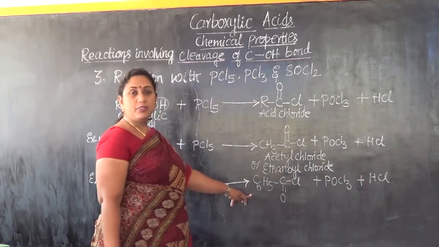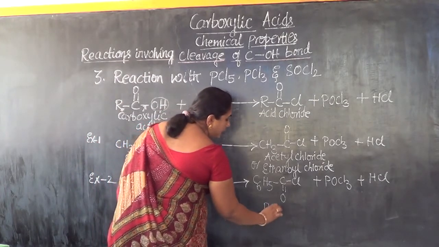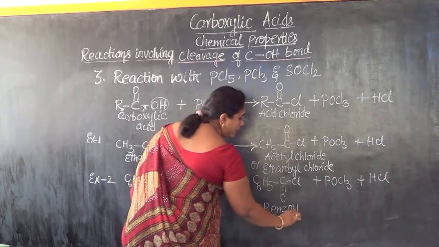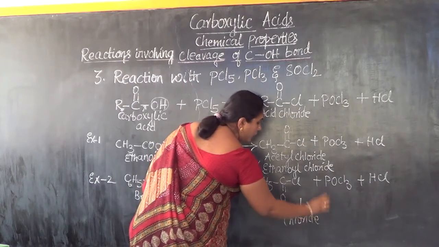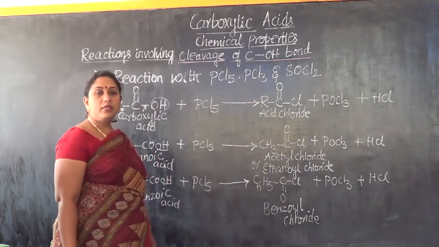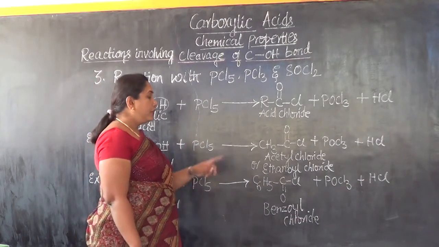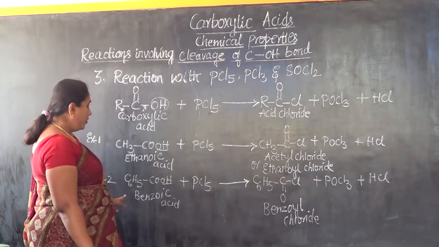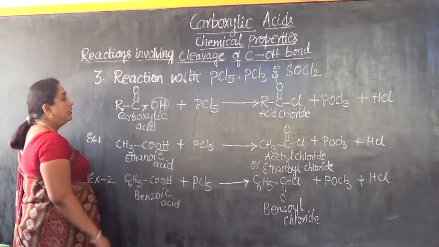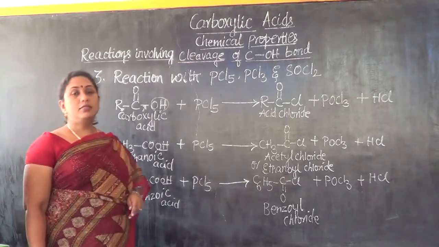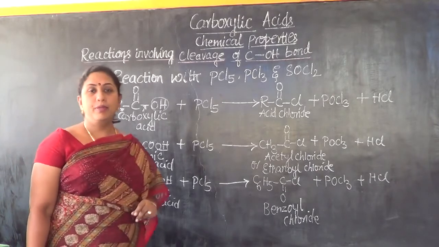So what is the name of this compound? C6H5COCl. This is called benzoyl chloride. Benzoyl chloride, phosphorus oxychloride and HCl are the 3 different products that we will be obtaining when benzoic acid is treated with PCl5. Now, let us look and understand how the reaction will be with PCl3.